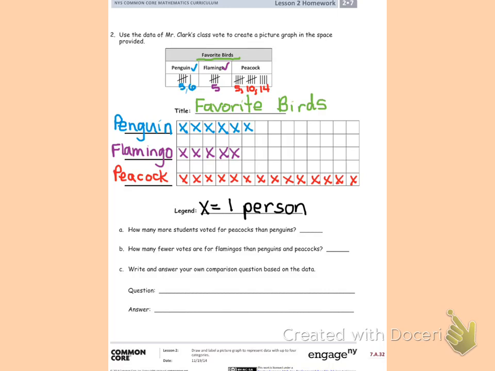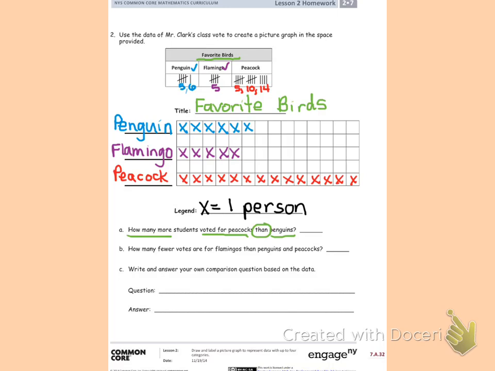Item A. How many more students voted for peacocks than penguins? I'll underline how many more voted for peacocks than penguins. I circled than because it reminds me that we're comparing two groups. We're asking how many more liked one than another. So when I'm comparing two groups, I'm looking for the difference between one group and another. That means I'm going to subtract.